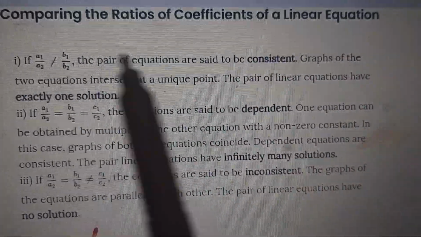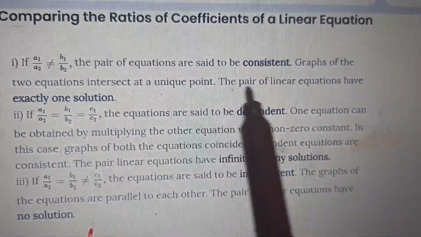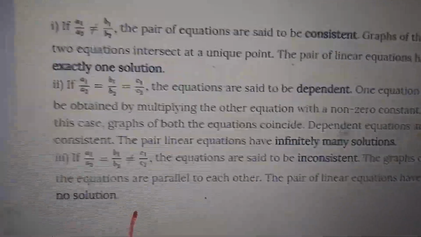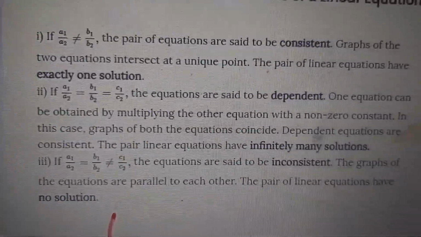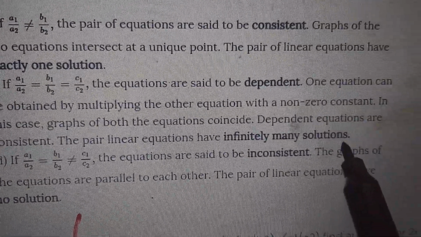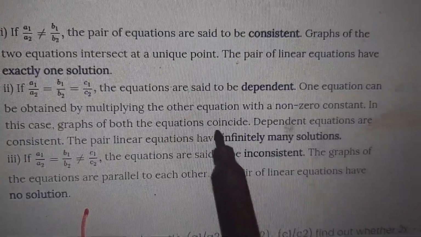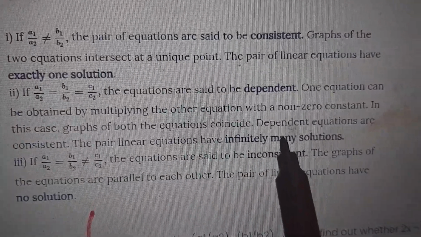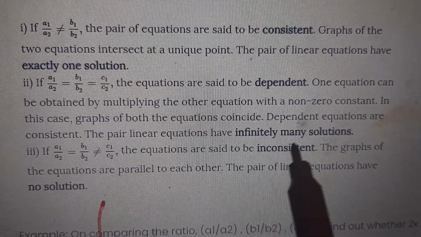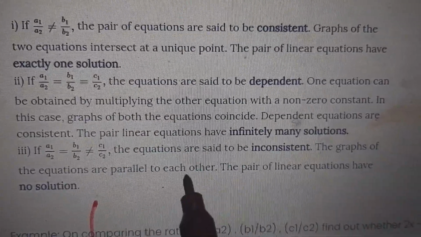In the first case, where the ratios are not equal, the pair is said to be consistent. The two equations intersect at a unique point, so there is only one solution. Next, if all are equal, the pair is dependent. One equation is obtained by multiplying the other equation by a non-zero constant. In this case, the graphs of both equations coincide, and we get infinitely many solutions. And the last one is said to be inconsistent: the lines are parallel to each other and have no solution.